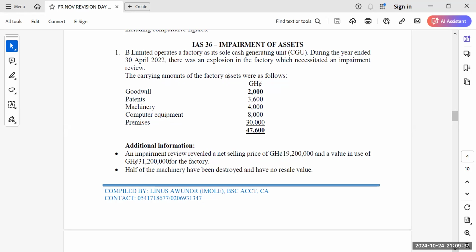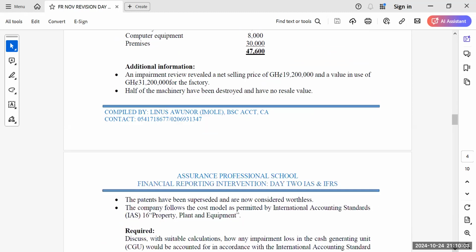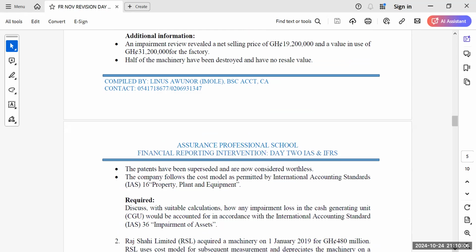Additional information: 1. An impairment review revealed a net selling price of 19,200,000 and a value in use of 31,200,000 for the factory. 2. Half of the machinery has been destroyed and has no resale value. 3. The patents have been suspended and are now considered worthless. 4. The company follows the cost model as stated by IAS 16. Required: discuss with suitable calculation how any impairment loss in the cash generating unit would be accounted for in accordance with IAS 36 Impairment.